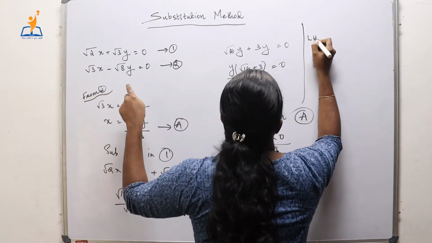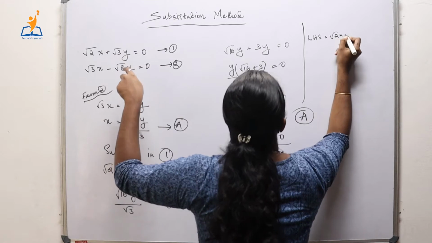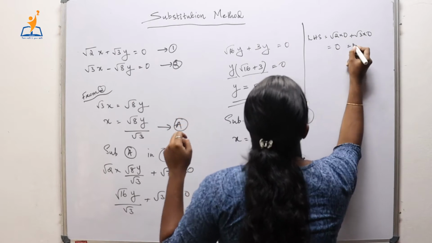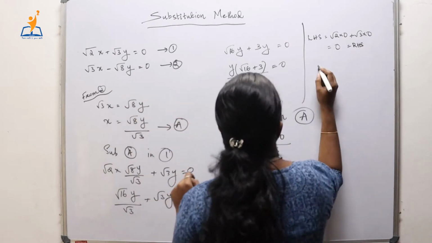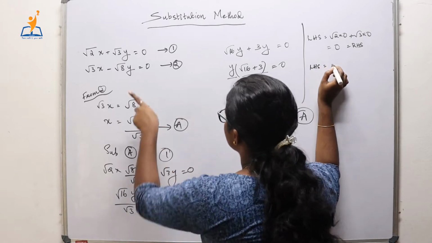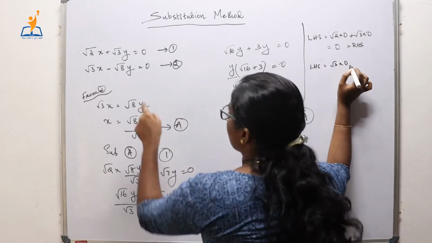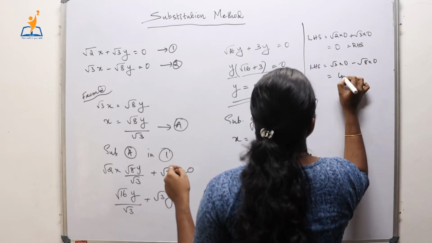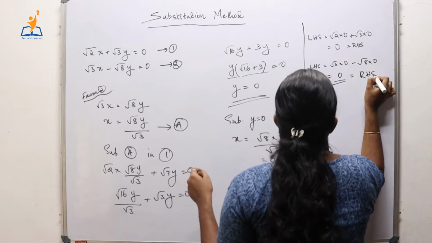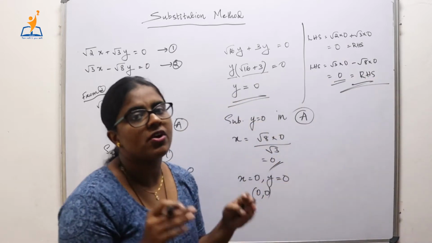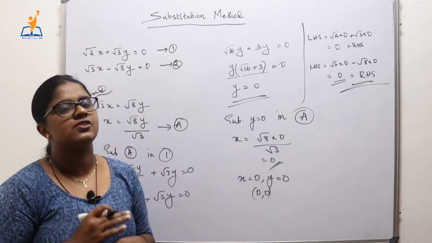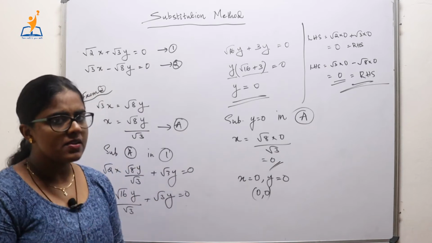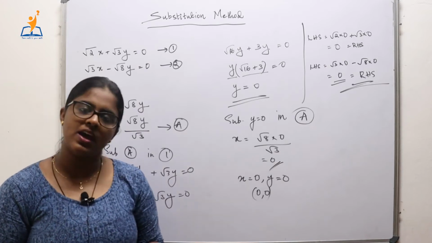Starting from the LHS of the first equation, we have root 2 into x is 0 plus root 3 into y is 0, which means 0, which is our RHS. Now going to the second equation, that is LHS is root 3 into x, that is root 3 into 0, minus root 8 into y, that is root 8 into 0, equals to 0 minus 0 is again 0, which is our RHS. So the solution for this particular pair of linear equations in two variables is (0, 0), and we have found it using the substitution method. Now we shall move to the next question.